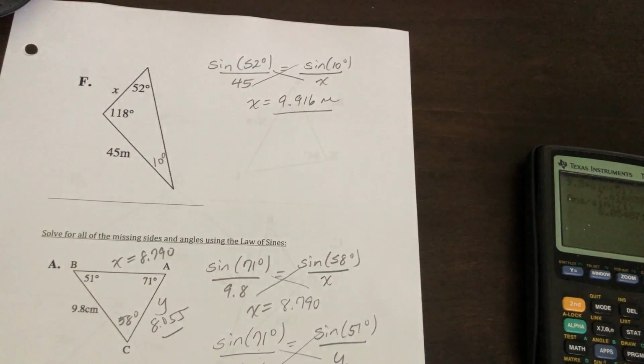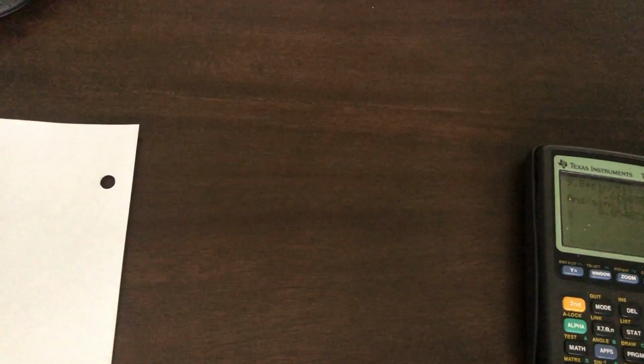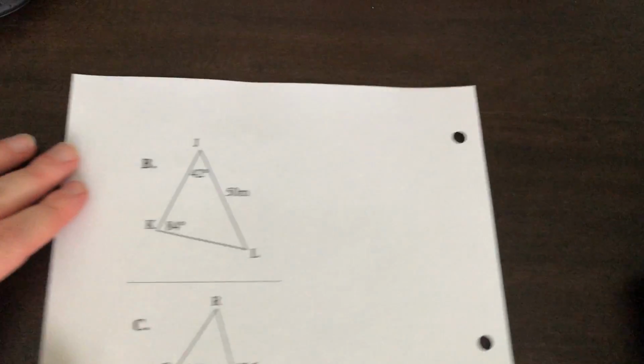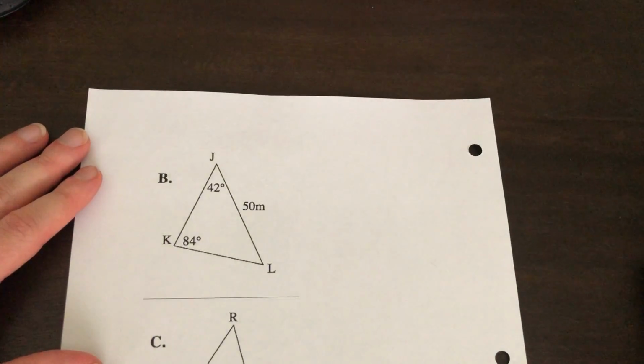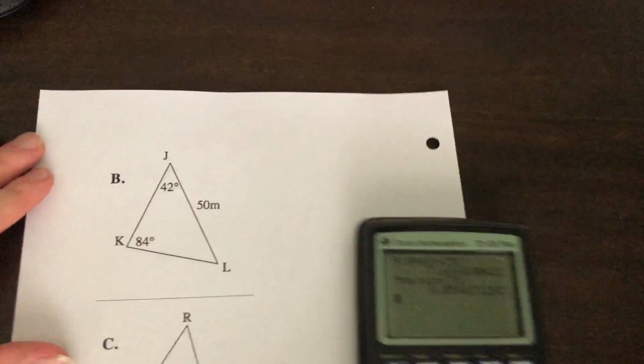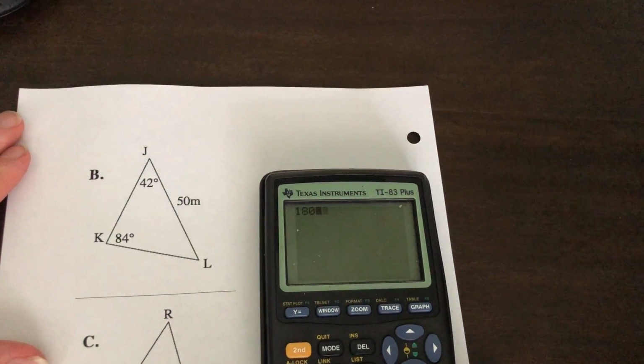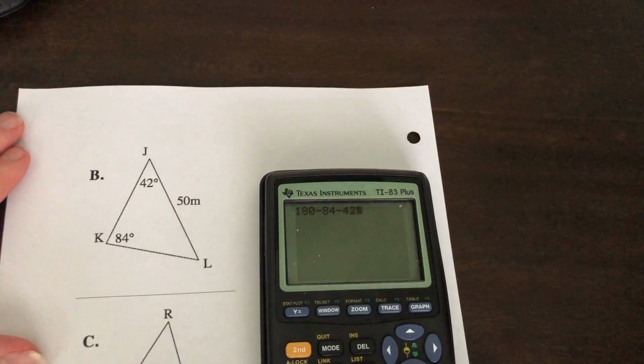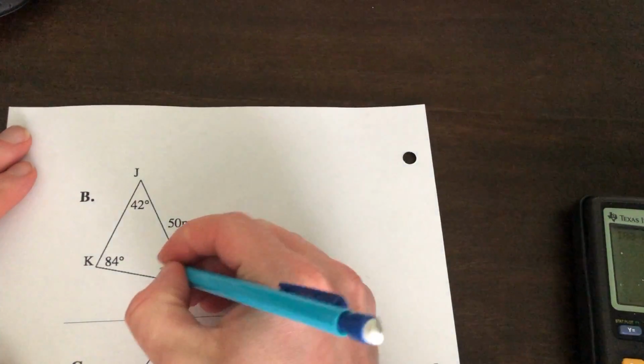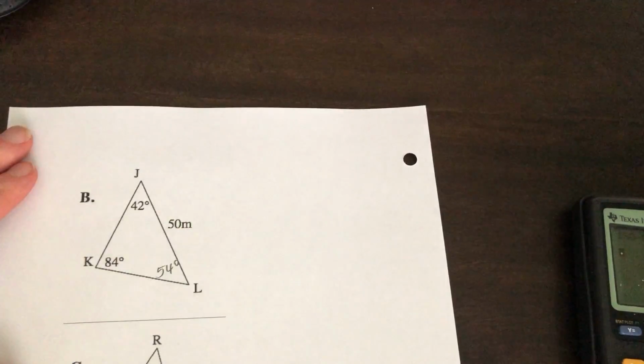So if someone says complete the triangle, it's pretty much the same thing. You're finding all the sides and angles. Next one. So I have two of the angles, so we'll do 180 minus 84 minus 42, and you get 54 degrees.